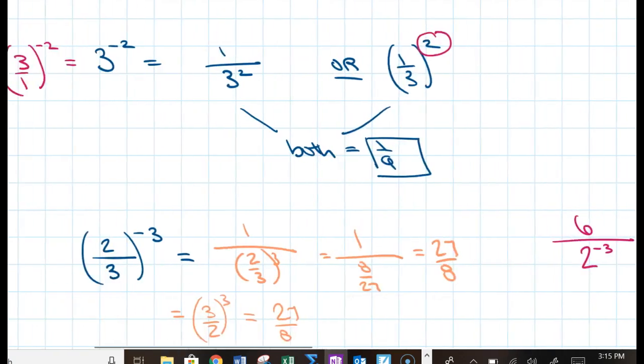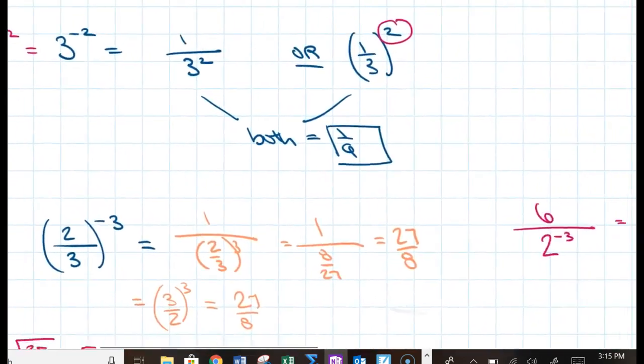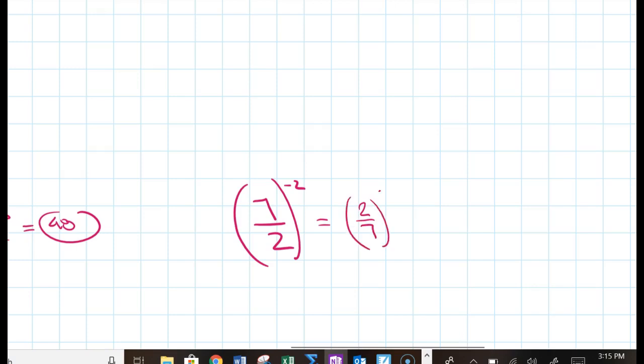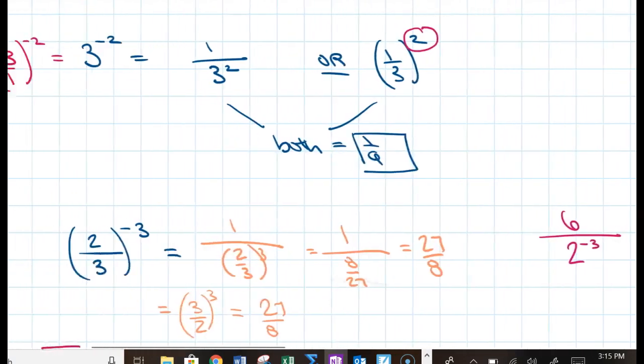A couple more examples of this. Let's do another example before I move forward. How about this one, everyone? 7/2 to the negative second. What would you do here? I would probably again do this, 2/7 squared, and make this 4 over 49. All right, continuing with exponents.